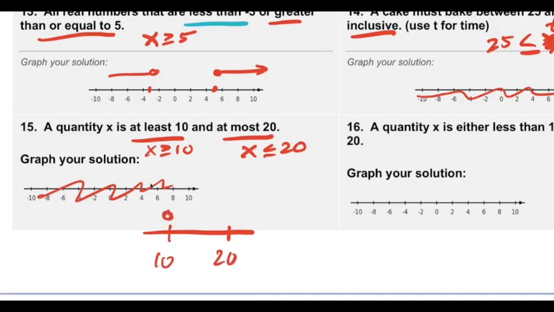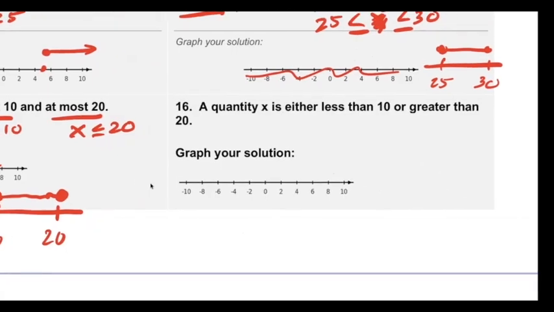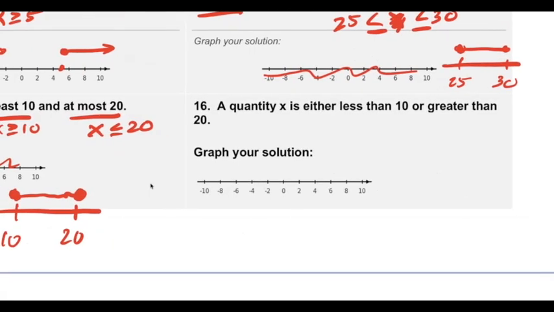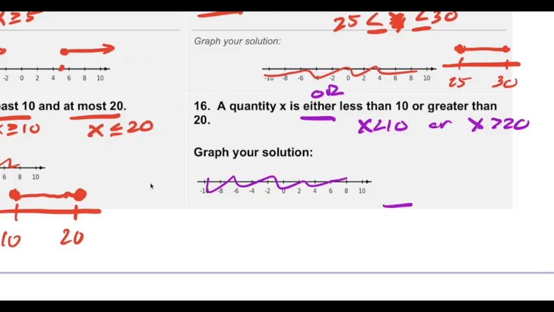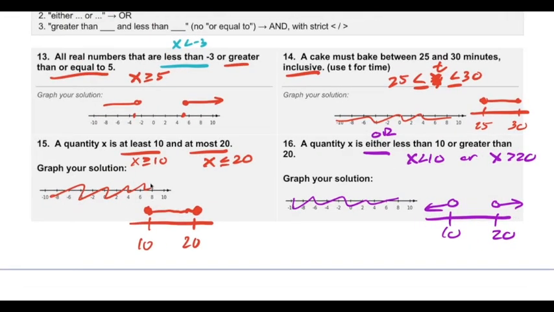Or it's going to be between those 2. So like that. The quantity is either less than 10 or greater than 20. So it's an or. So we could either be less than 10, or we could be greater than 20. As always, we're going to go 10, go 20, and we could be less than it, or we can be greater than it, like that. So that's how you go from words to writing it.